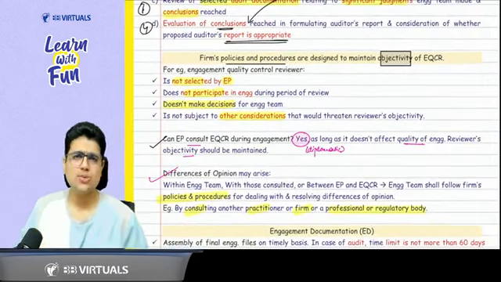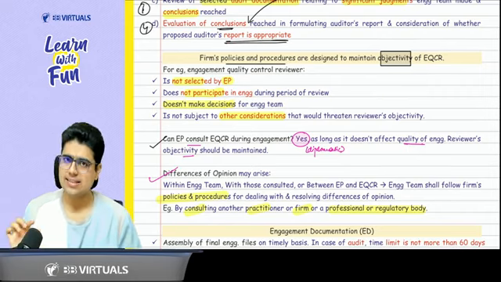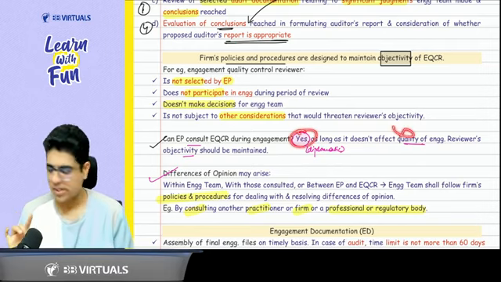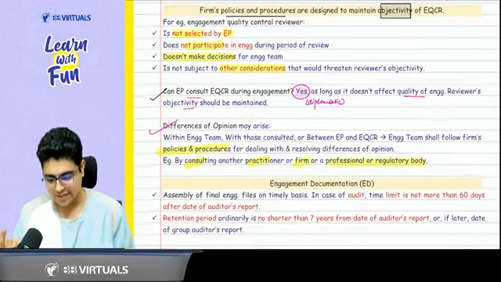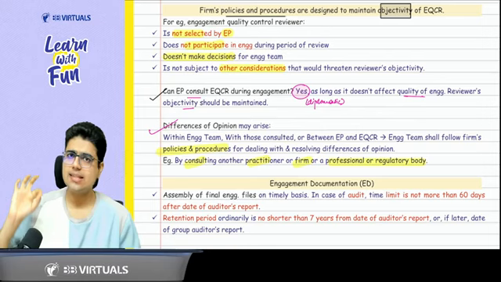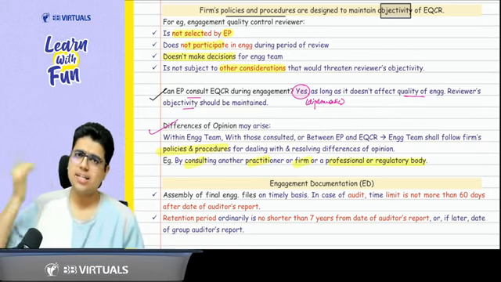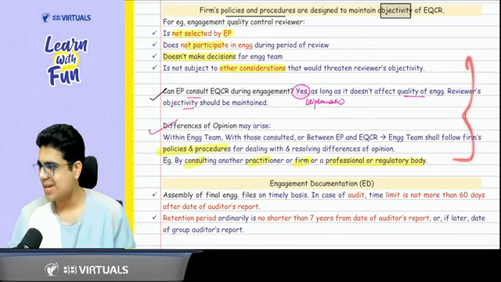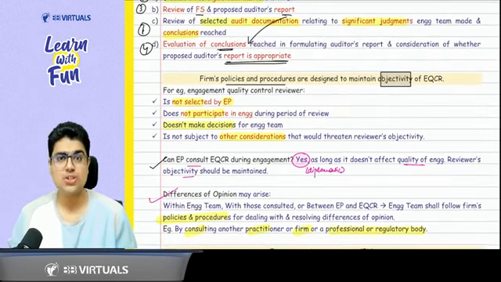Can I consult the EQCR during my engagement? Answer is yes, but give a diplomatic answer. Yes, you can consult, but it should not affect the quality or objectivity. If there is a difference of opinion, follow the firm's procedure to consult some third party. Third party is like consulting another firm, consulting another practitioner, or you can consult a professional body like ICAI. Clear points? Clear, sir. Now let's do some questions of EQCR.